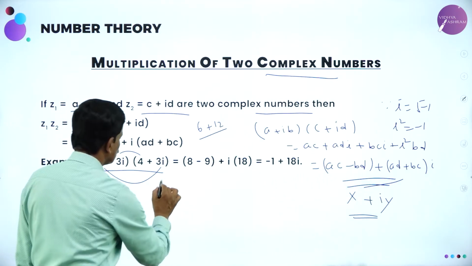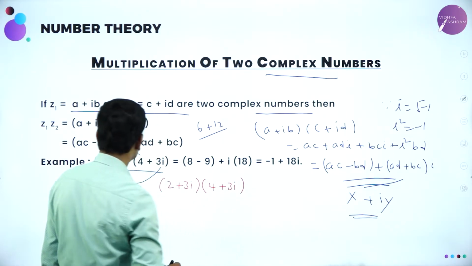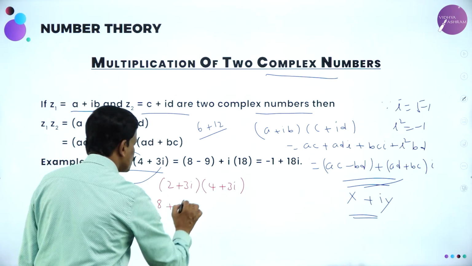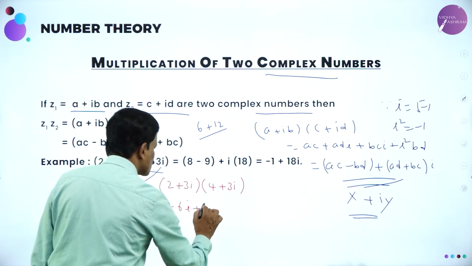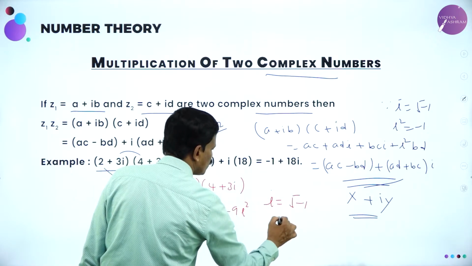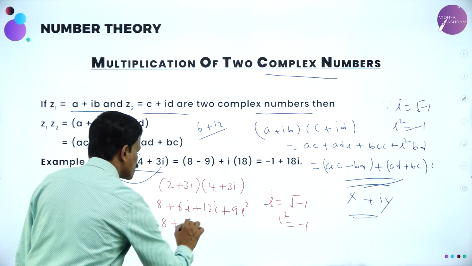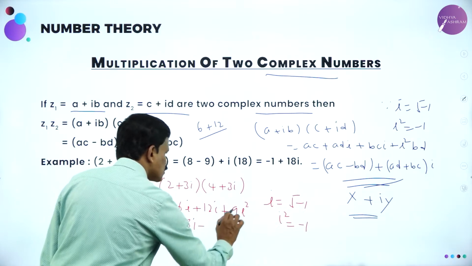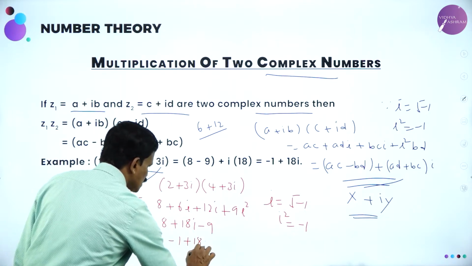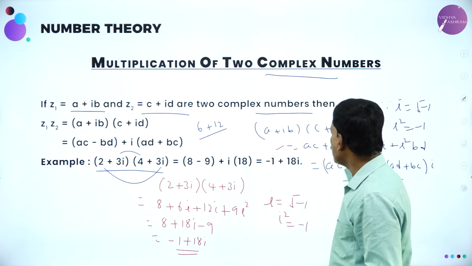Let us multiply this. (2 plus 3i) into (4 plus 3i). Just multiply this. 2 into 4 is 8, plus 2 into 3 is 6i. Again, 3 into 4 is 12i, plus 3i into 3i is 9i square. Since i is equal to root of minus 1, i square is equal to minus 1. So this is 8 plus 6i plus 12i is 18i. Add this, and i square is equal to minus 1, this becomes minus 9. So 8 minus 9 is minus 1, plus 18i. That's it. Minus 1 plus 18i is again a complex number.